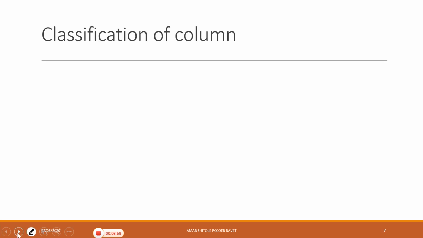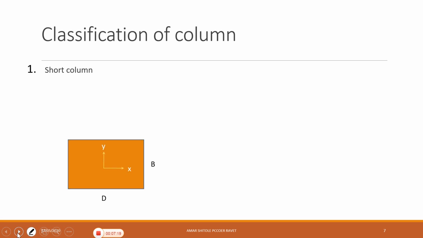Next we are going to discuss the classification of columns. Previously, we only discussed the classification based upon the slenderness ratio. So the very first category is the short column. This is the cross section of the column, where the horizontal distance on the x-axis represents the depth D and y represents the width b.